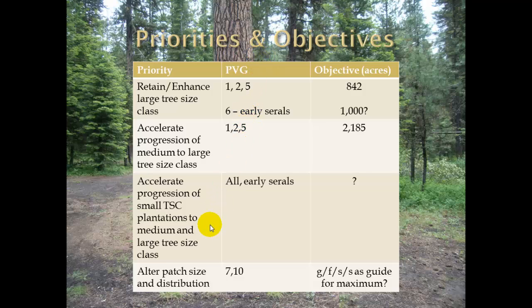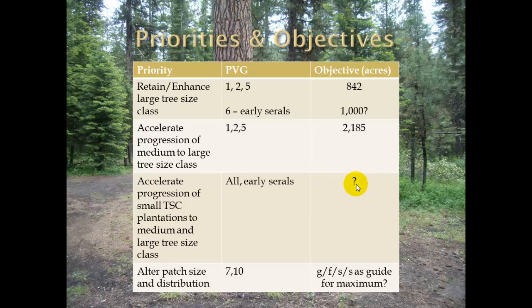Next priority was accelerating the progression of small tree size class plantations to medium and large tree size class stands. The recommendation was to do this across all PVGs, with the emphasis on those that had early seral species as part of the species composition or as the dominant species composition.